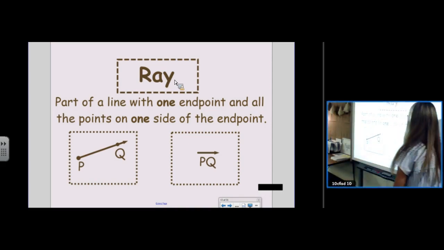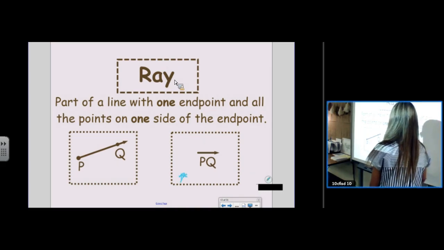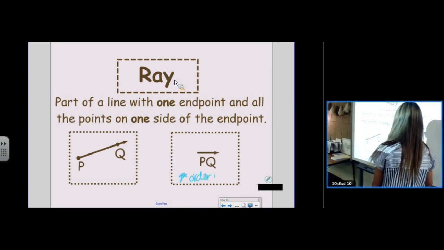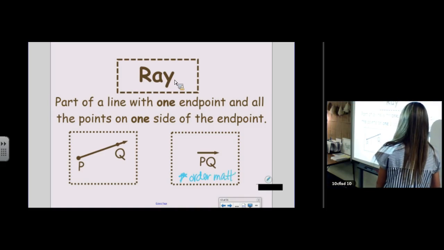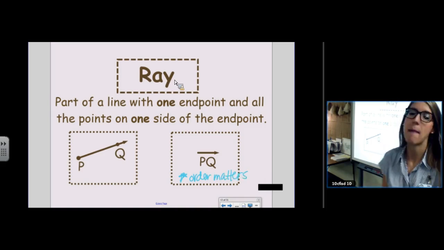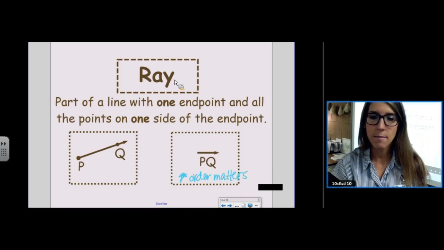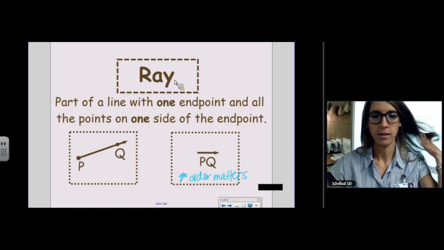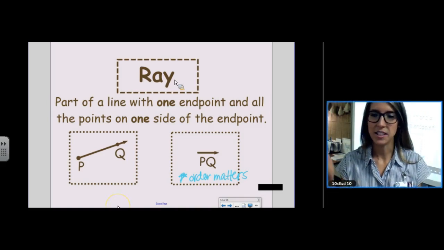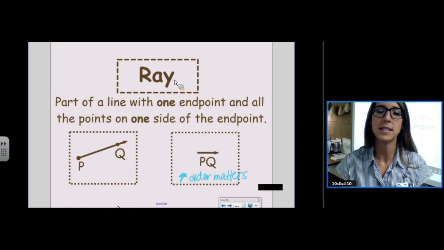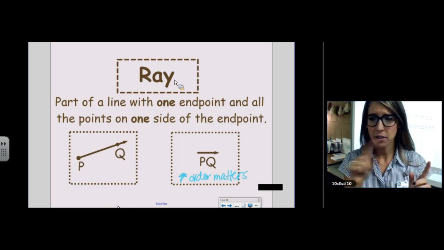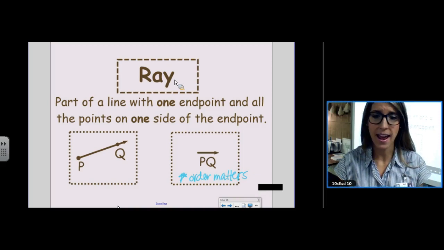Put a star, put it somewhere. This is the only time when the order of the letters matters. Why does it matter with a ray and nothing else? Great answers. Because a ray has a direction. Because a ray only has one endpoint. Because with a ray, the order of the letters changes the direction of the ray, so you know which way the arrow is going. Those are amazing answers. That is perfect.